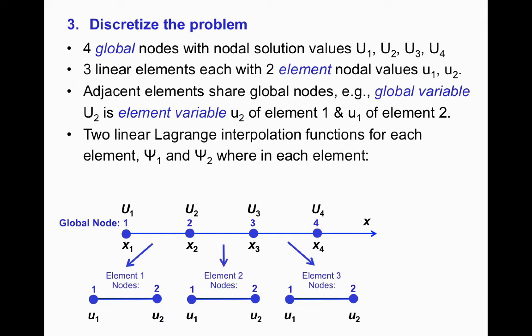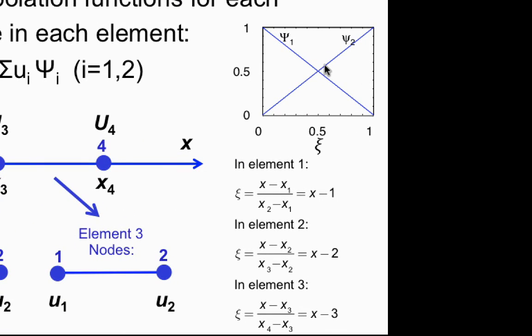Now we'll use two linear Lagrange interpolation functions for each element, psi 1 and psi 2, such that u of x in each element equals u1 psi 1 plus u2 psi 2, or the sum of ui psi i for i equals 1 to 2. And here again are those interpolation functions, and writing our local coordinate xe in terms of x for each element. You can see that xe is just x minus 1 for the first element, x minus 2 for the second element, and x minus 3 for the third element in this really simple example. And each of our interpolation functions is just 0 to 1, and 1 to 0 linear variations. Those are the two linear Lagrange interpolation functions.